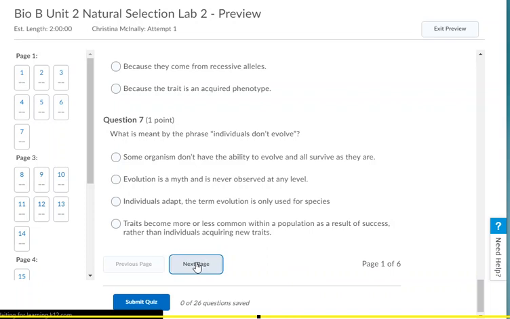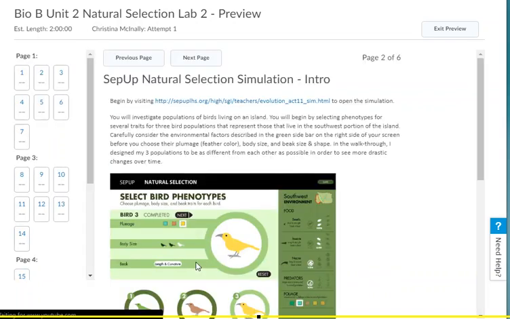So the next page is talking about the simulation that we did in class, and it was quite long. We took a few days to do it. You can visit that simulation with this link. You don't have to, but you could. And so if you followed along with the videos that I put in, you would just use that data to answer the questions. So what we did is we investigated populations of birds on an island.